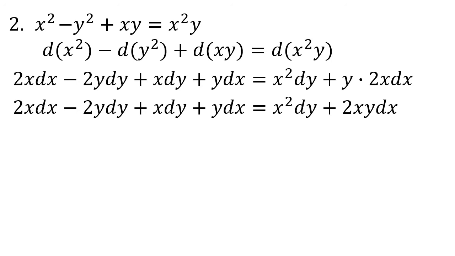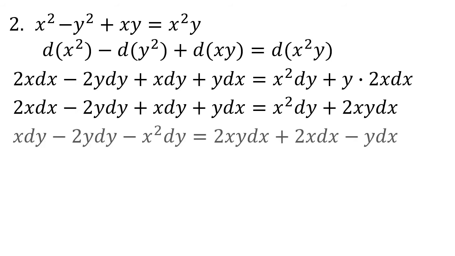And then write the terms where they should belong, okay? So this will become x dy minus 2y dy minus x squared dy equals 2xy dx plus 2x dx minus y dx. Then factor out dy and dx.